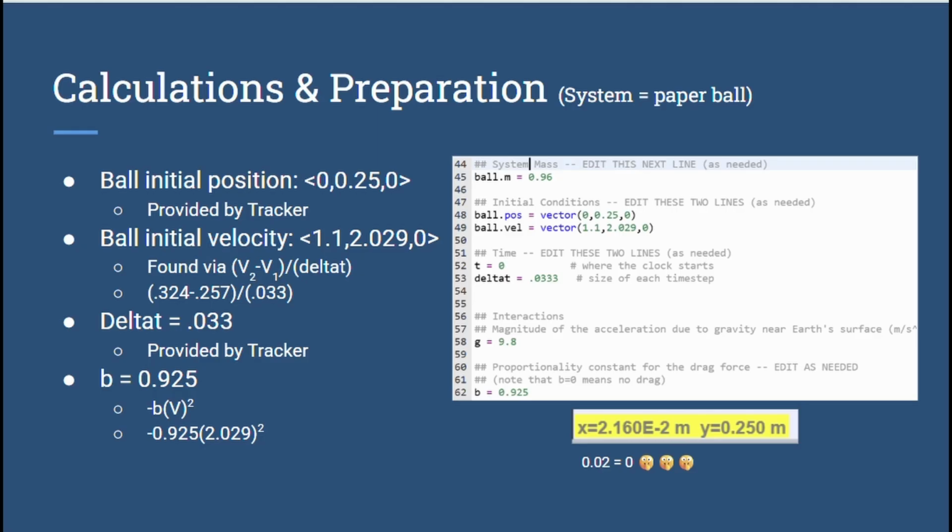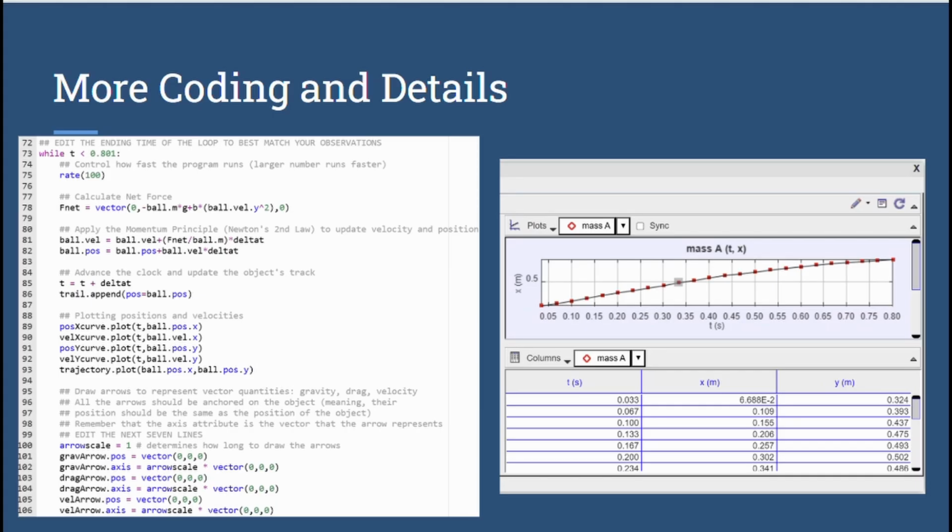Delta t is 0.033, which is provided by Tracker. That's just how it automatically divides the time. And then our b value, which is our drag coefficient, I found experimentally with GlowScript. I messed around until I got it. But okay, now here's the rest of my code. I figured I'd show you this just to make sure you can see all of it. Probably looks very similar to your code. I don't really have too much to comment on this.